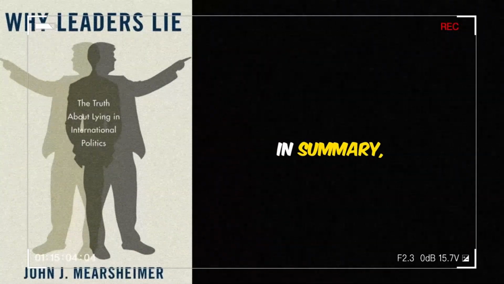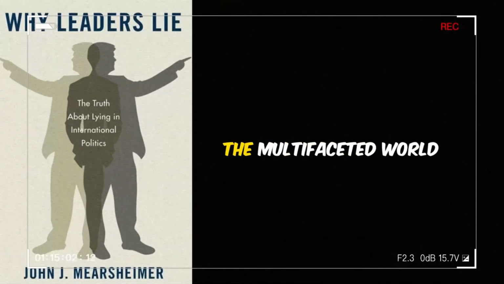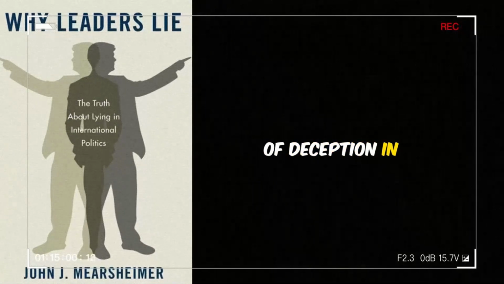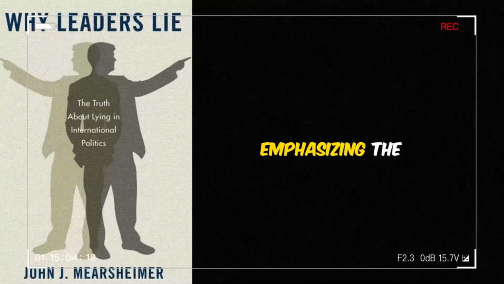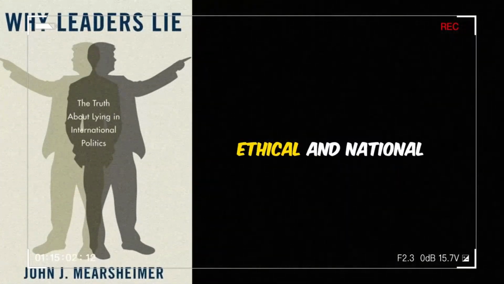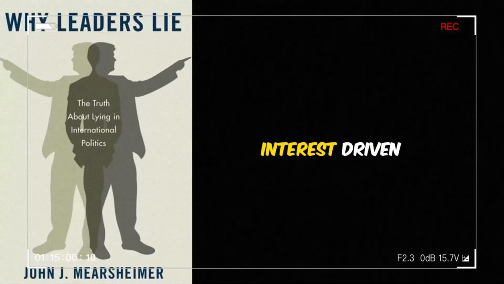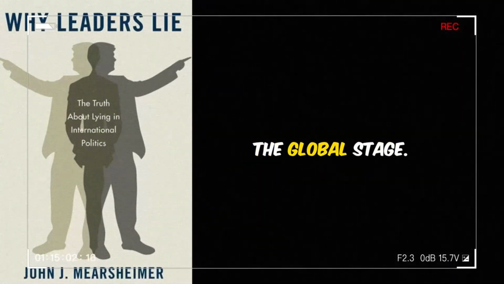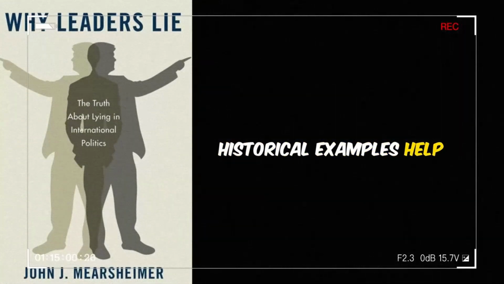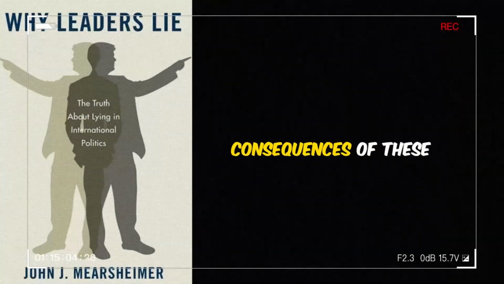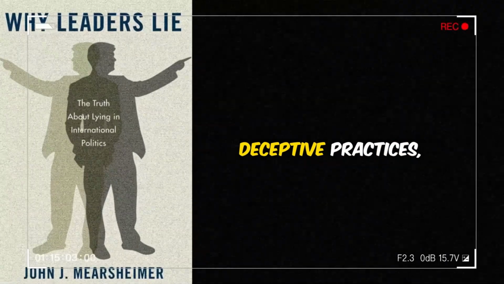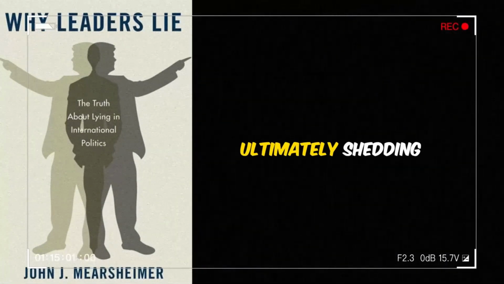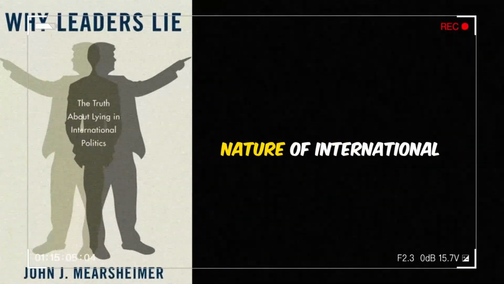In summary, Why Leaders Lie explores the multifaceted world of deception in international politics, emphasizing the strategic, ethical, and national interest-driven dimensions of lying on the global stage. Historical examples help illustrate the complexities and consequences of these deceptive practices, ultimately shedding light on the intricate nature of international relations.